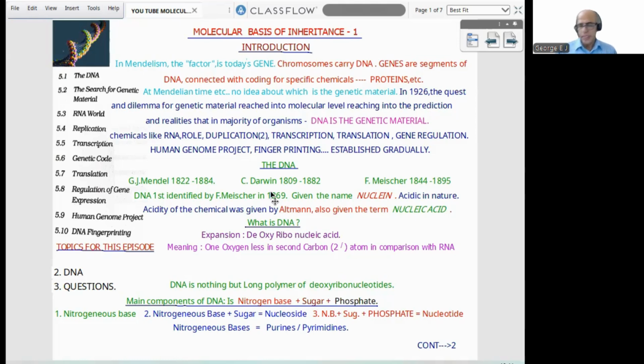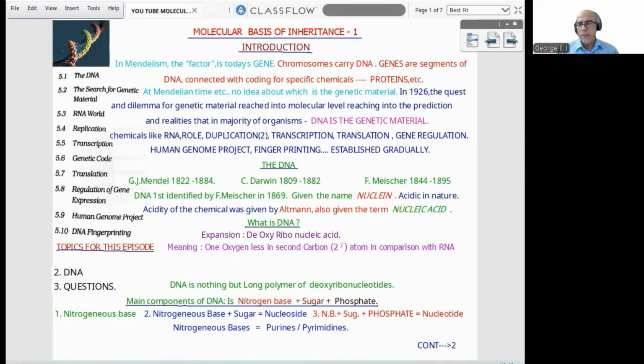Now, what is DNA? Expansion of DNA: deoxyribonucleic acid. And what is the meaning of it? De normally means minus, inferior, negative, etc. So the meaning is one oxygen less in the second carbon atom. That is why this term 2 dash, in comparison with RNA. Compared with RNA, one oxygen less in the second carbon atom. And what is DNA originally? DNA is nothing but a long polymer of deoxyribonucleotides.